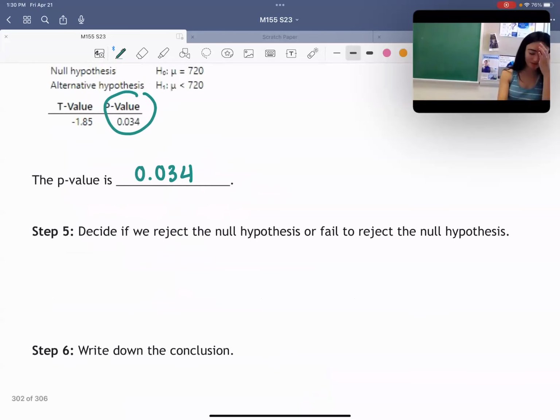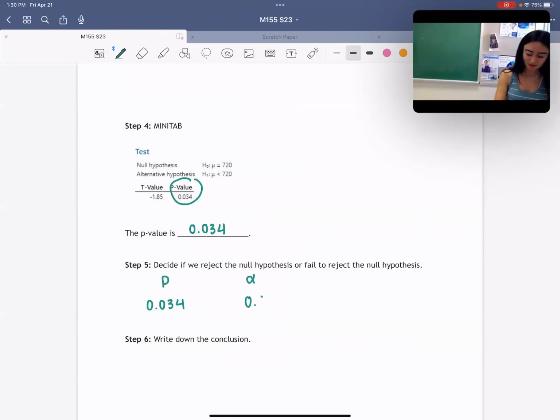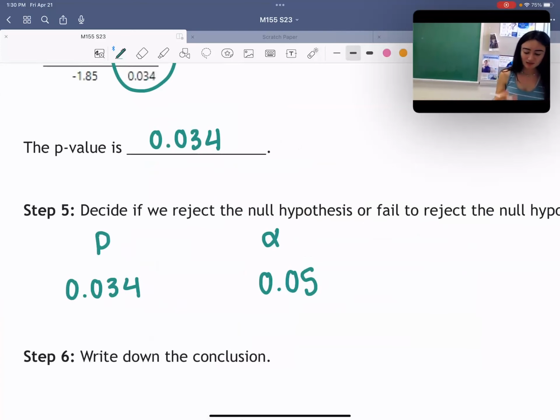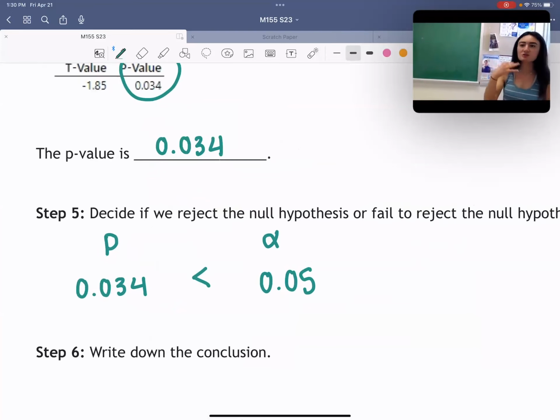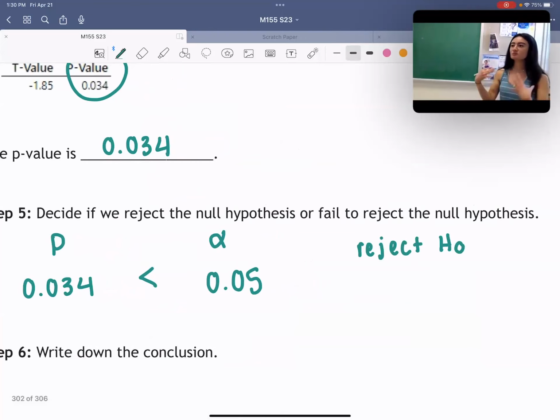Okay, so what Noah said is we're going to compare P and alpha, right? I like writing them side by side. If I don't write them side by side, my brain does not work and I cannot figure out which one is bigger. P is 0.034. Alpha is, we write that down, 0.05. Now that they're side by side, it's easier for me to tell which one's smaller. Which one is smaller here, P or alpha? P is definitely smaller. And as Noah said, if P is smaller than alpha, we actually reject the null hypothesis, right? So we reject the null hypothesis here. If P was bigger than alpha, we would fail to reject the null hypothesis.